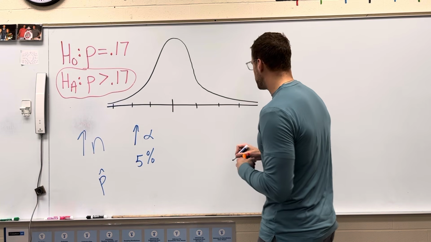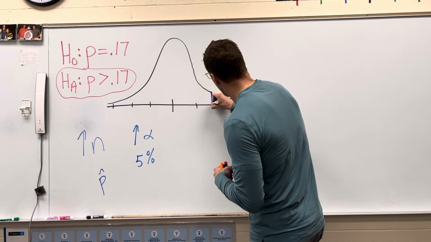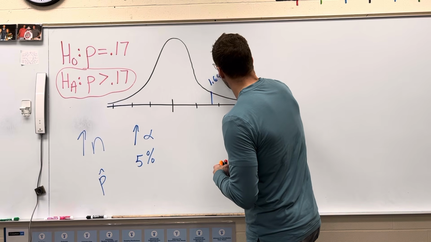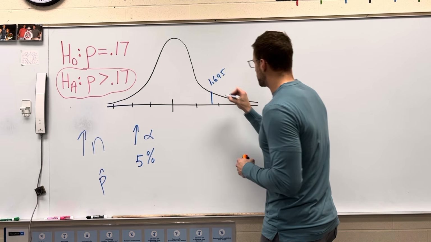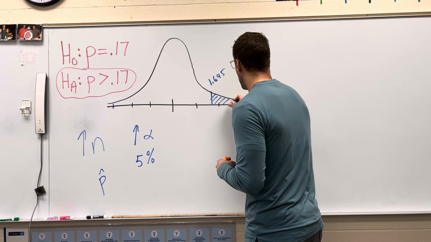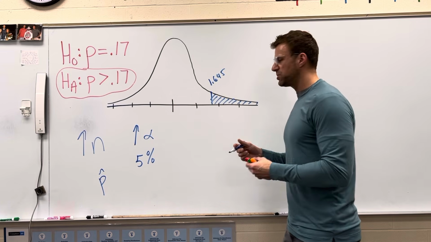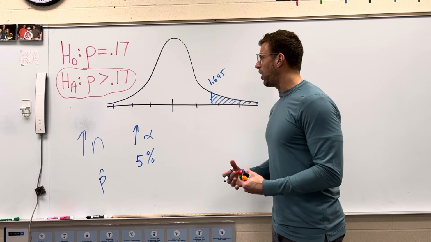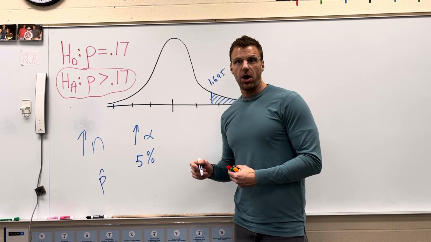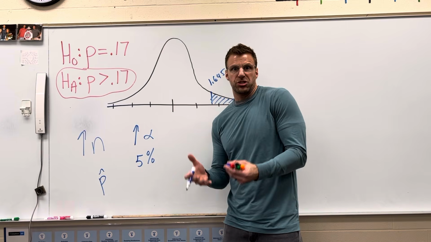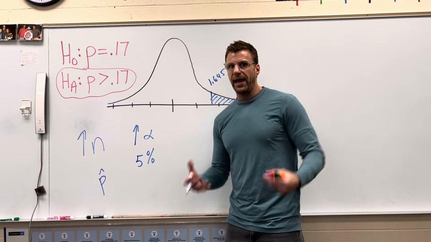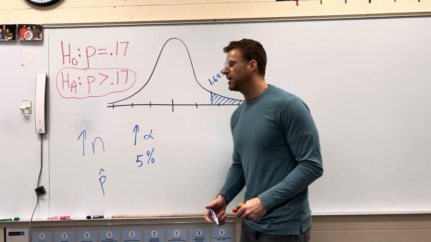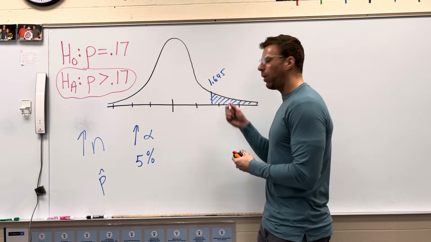Now, the top 5% is a z-score of 1.645. That's that top 5%. So this would be our rejection zone. Anything up here is going to tell me to reject the null hypothesis and go with the alternative. Now, if the alternative is true, then yeah, I want to reject. So that's good. That's what I want to happen.